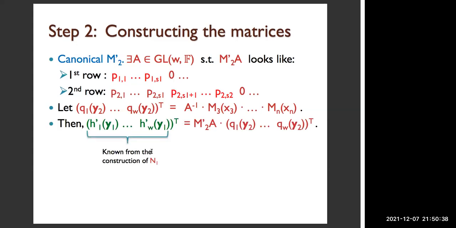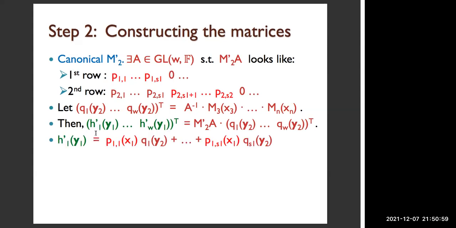Another thing we know is the H vector from the learning of N1. The H1 prime vector looks like the product of M2 prime A times Q1 through QW. So that's from the very definition of the Q vector. Now let's look at just the first coordinate of H. M2 prime A is in this canonical form, and that's multiplied with this column vector. So if you just take the first row and multiply it with this Q vector, you get this. That's your H1 prime. In green, so I know H1 prime, and they are all linearly independent.